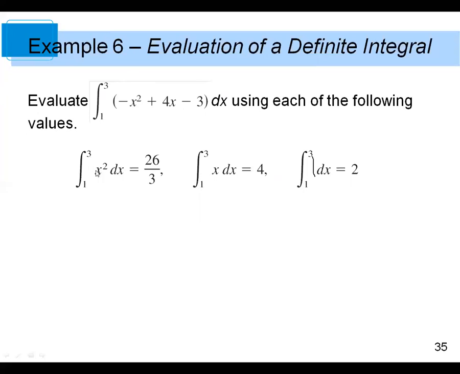Okay, now be careful. The integral of x squared is not always 26/3. It's the integral of x squared from the interval 1 to 3. They have an interval defined there.